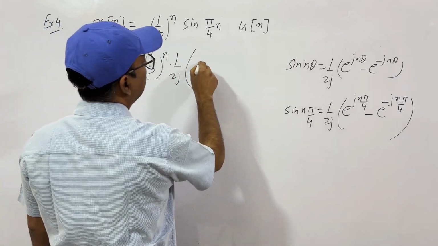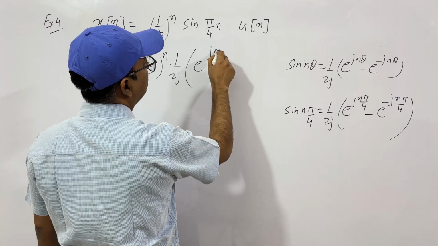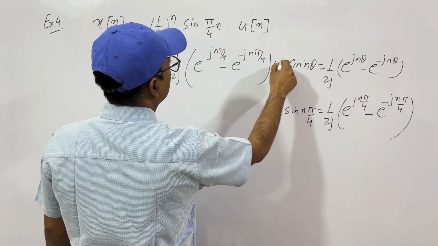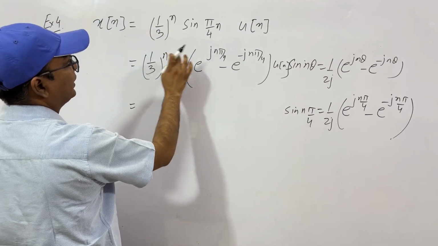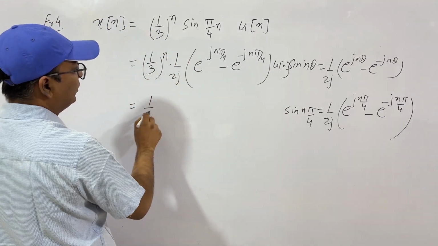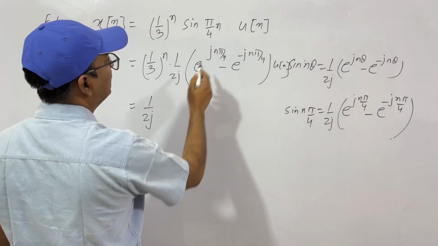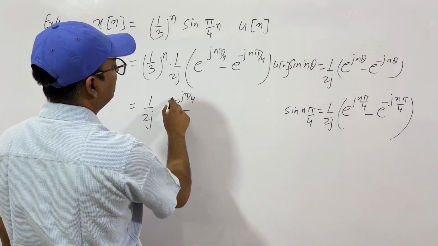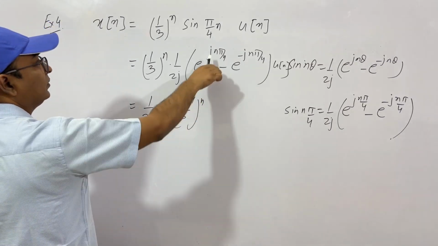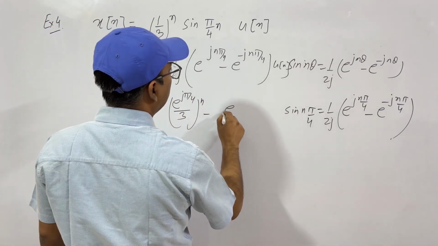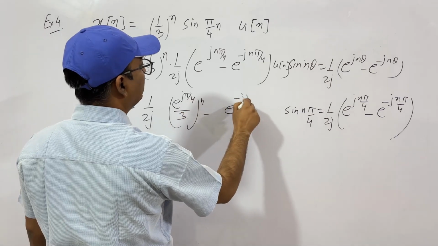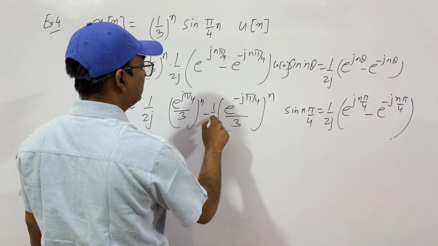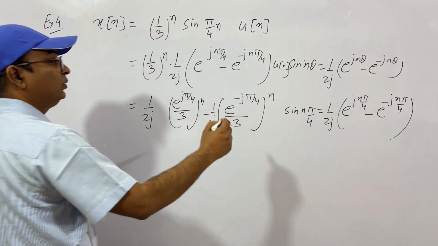Here we have e to the power j n pi by 4 minus e to the power minus j n pi by 4, and u[n]. So if we take the power n and try to fit it, it will be 1 by 2j, first part: e to the power j pi by 4 by 3, the whole to the power n, minus e to the power minus j pi by 4 by 3, the whole to the power n, times 1 by 2j. So this function is this into u[n].